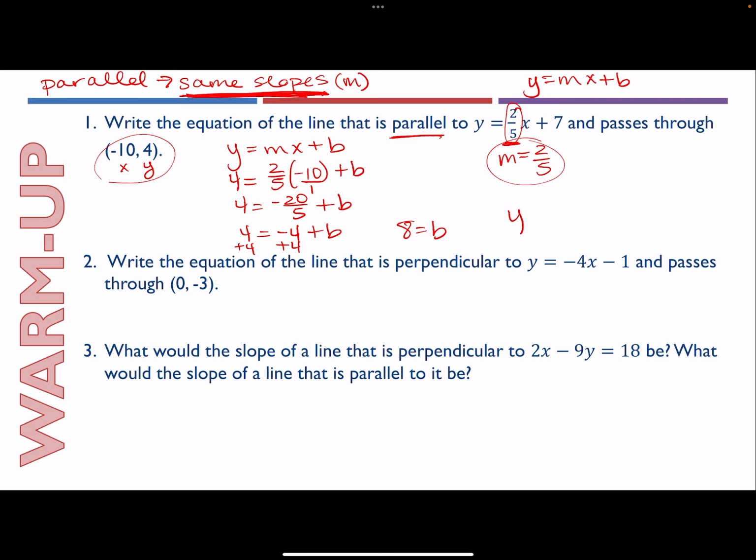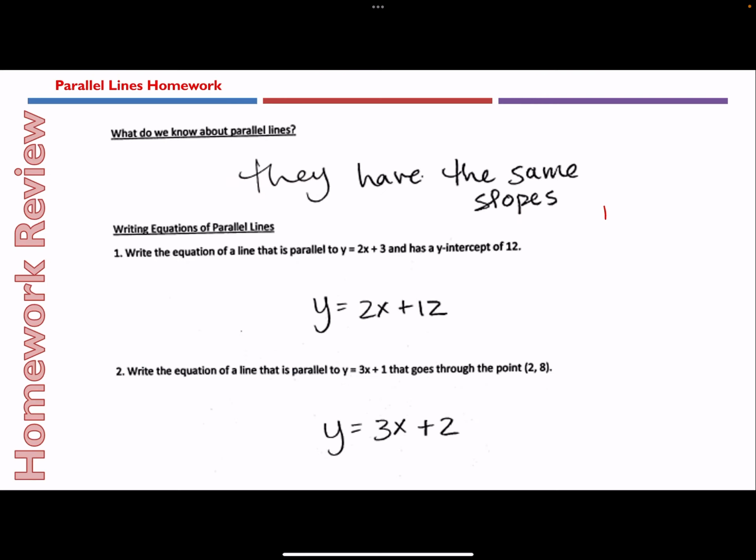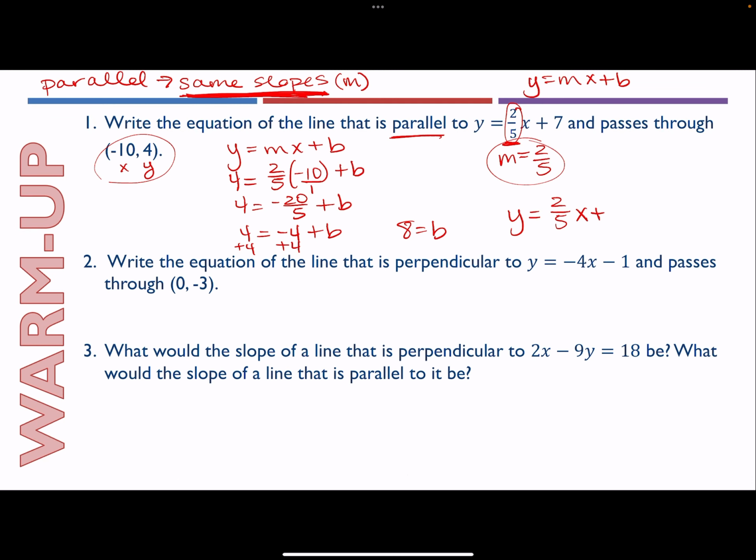So my equation is y is equal to 2 over 5x plus 8, the b that I just found. All right, so that's number one. Number two, so now this is asking about perpendicular lines, right?